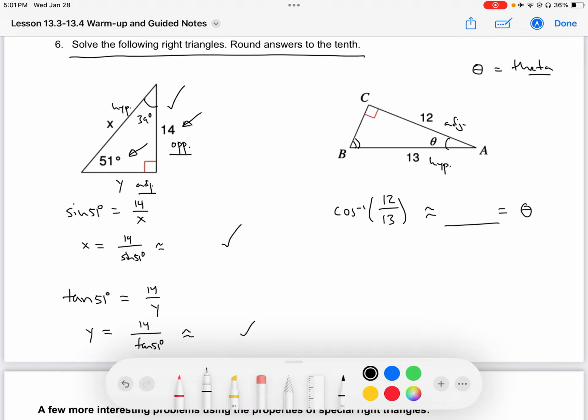Once you have that, it won't be hard to find the measure of angle B because you can just use the triangle sum theorem, right? We know that all three angles add up to 180. And finally, this third side, I would recommend using the Pythagorean theorem. Or perhaps you remember that this is a Pythagorean triple, 5, 12, 13. So I know that this side is going to be 5 just based on my knowledge of special right triangles. If you don't have that memorized, you could also do x squared plus 12 squared equals 13 squared. And trust me, you will get x equals 5.